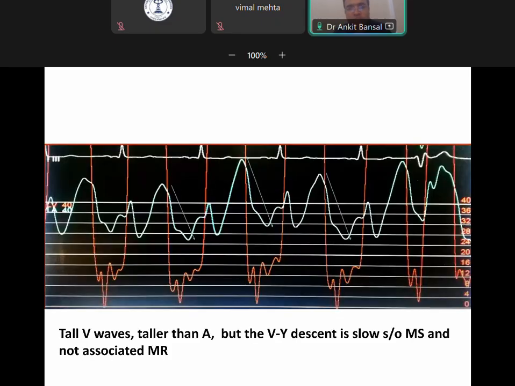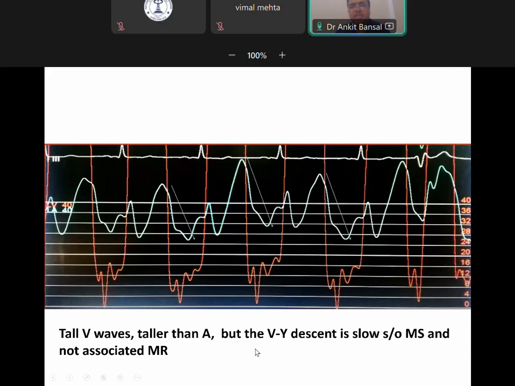So suppose this is a patient. Again, to emphasize, this patient has a tall V wave. This is the T wave. The positive wave which is occurring after the T wave will be the tall V wave. So this is a tall V wave. This is the Vy descent. There is a clear-cut diastolic gradient. So LA pressure is high, with a clear-cut diastolic gradient.